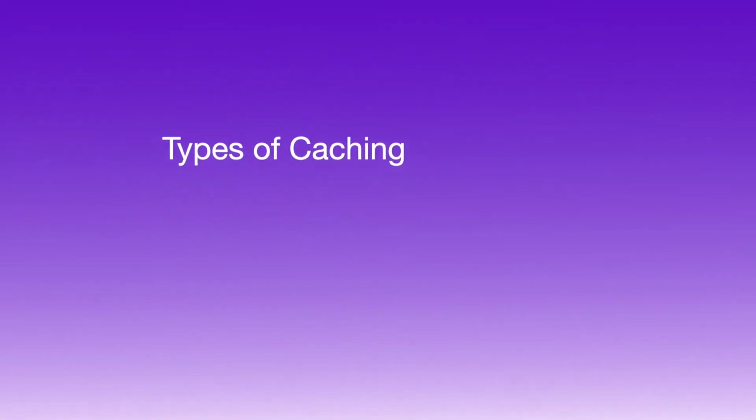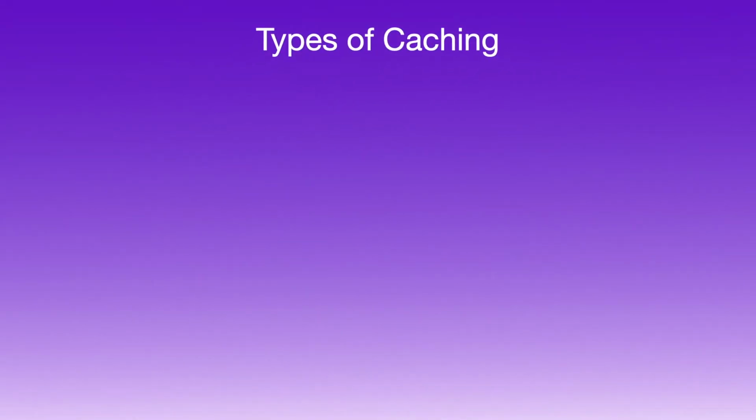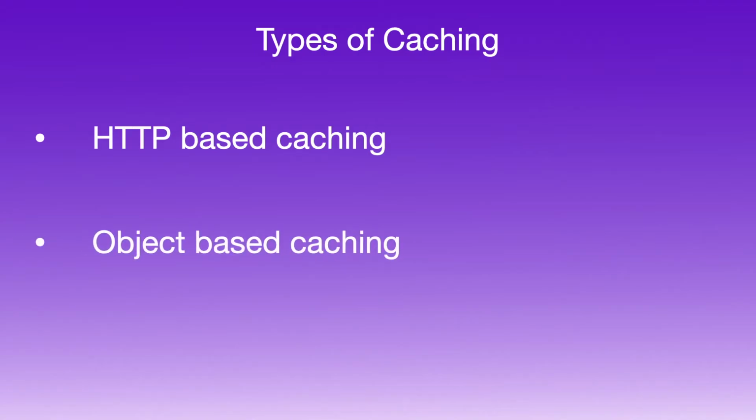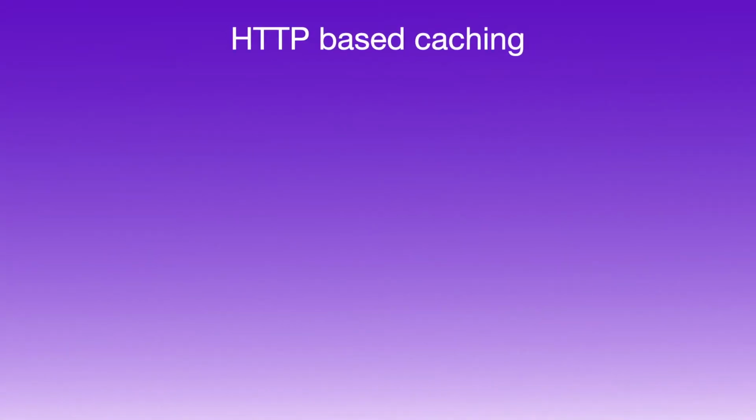Now let's explore the types of caching that are available to us. There are 2 types of caching available based on the type of data that is stored. One is HTTP based caching and the other is object based caching. Now let's explore HTTP based caching.